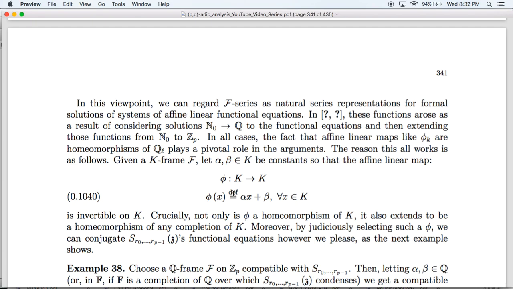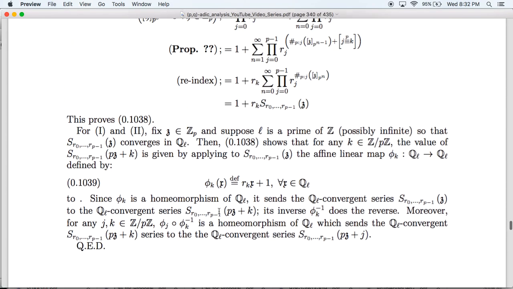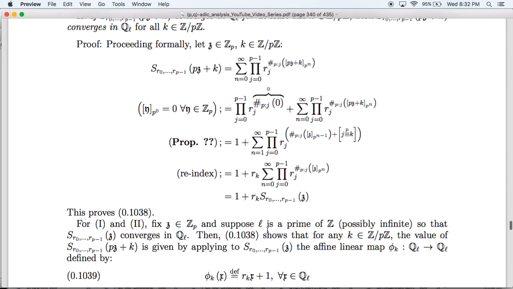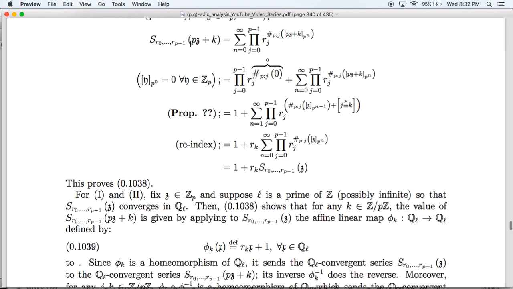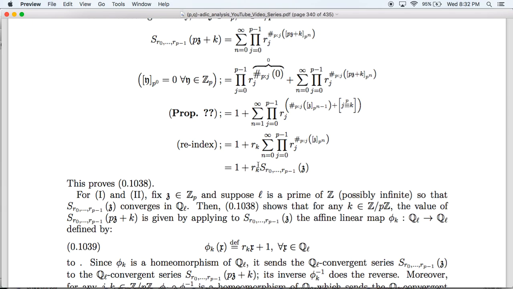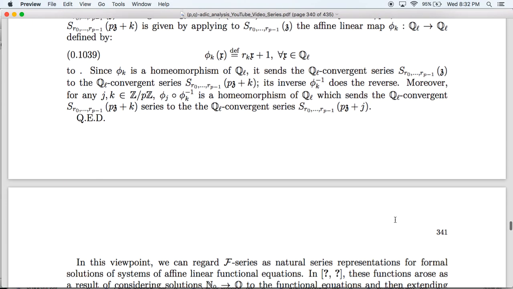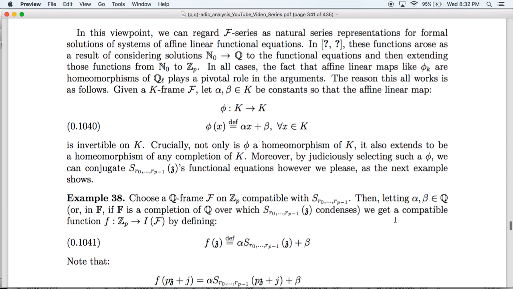But moreover, whenever we take a completion of K, phi will extend to a homeomorphism of that completion. And that's exactly what happened here. Even though S is converging L-adically, the r_k are rational constants. So technically, phi_k is a rational affine linear map, and so it then extends to be an affine linear map on any completion of Q. And that's the power here of why everything works.